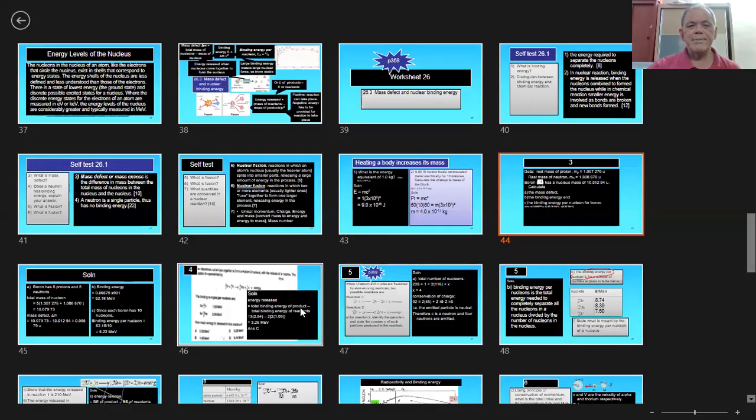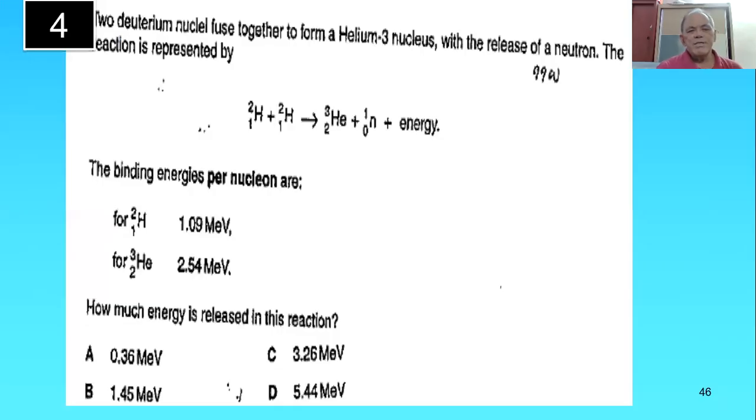Let's try another example. Two deuterium nuclei fuse together to form a helium-3 nucleus with the release of a neutron. The reaction is represented by this, it's given to you, and then you are given the binding energy per nucleon. Remember, per nucleon. How much energy is released in the reaction?